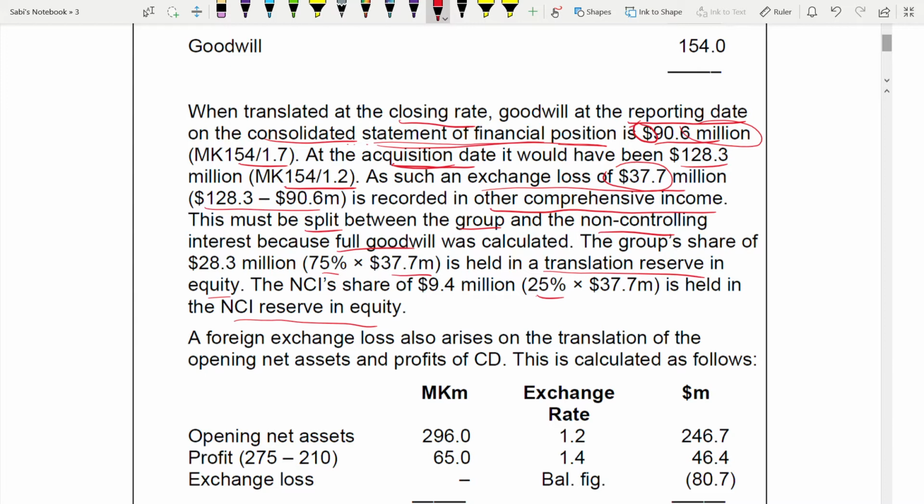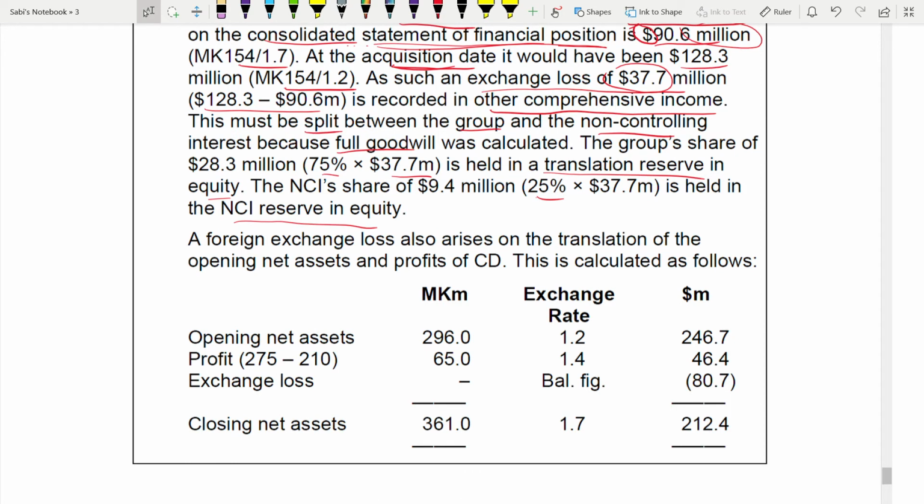Now, that is only for the goodwill. You are finding the exchange loss for goodwill, but you also need to find the foreign exchange loss for opening net assets and profit. Remember, you need to find foreign exchange gain or loss for three things whenever a foreign subsidiary is there. This is fixed. For any question, these three will always be there: net asset, profit, and goodwill. Goodwill is done separately. Net asset and profit are done together.